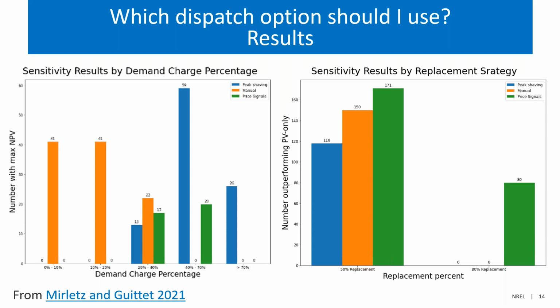Generally, if you were below roughly 20% of that bill without system going to demand charges, manual dispatch was the best choice. In the cases in the middle, we saw a little bit mixed, but those were the cases where price signals tend to do well. There were 37 cases where it outperformed the other algorithms. And then once you get above 40 or 50% of your bill being demand charges, the peak shaving dispatch tends to provide the most value.